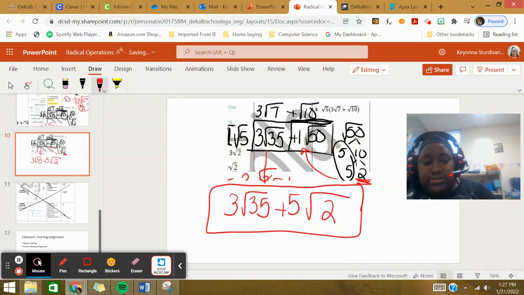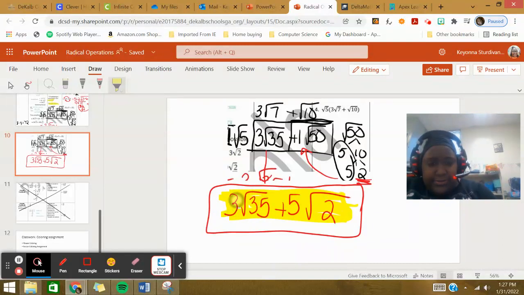So for those who might have had questions before, if the radicands are not the same, you cannot combine them. And so you just leave it with the addition or subtraction sign.